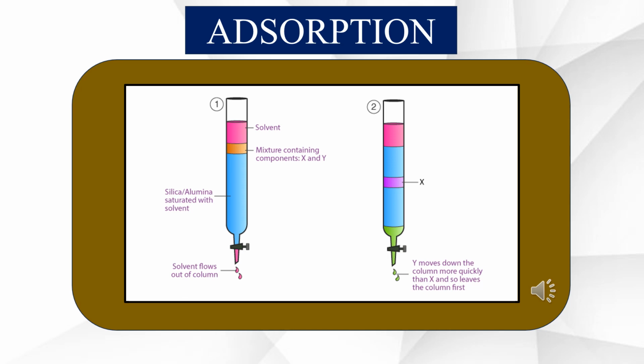Three types of adsorbents are generally used in adsorption chromatography. One is polar acidic supports, the second one is polar basic supports, and the third one is non-polar supports. The most common polar and acidic support used in adsorption chromatography is silica.